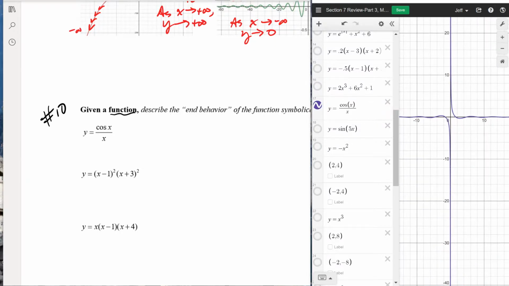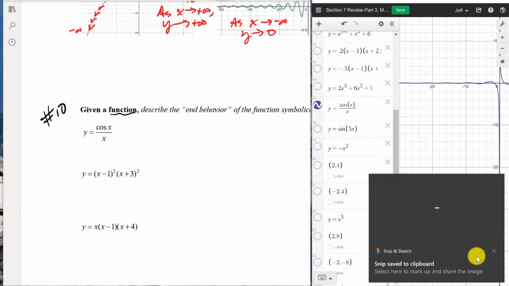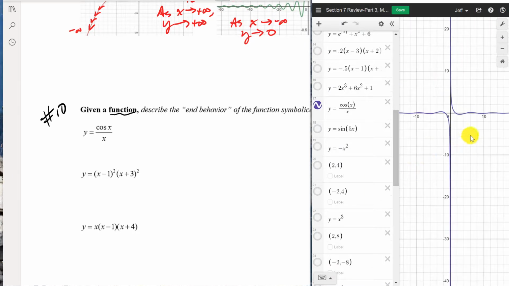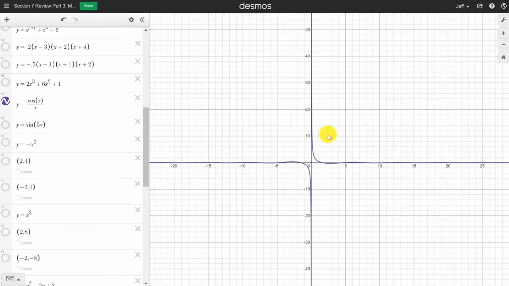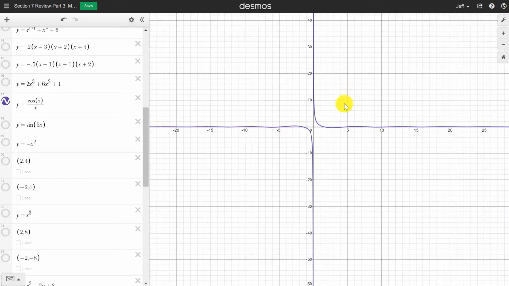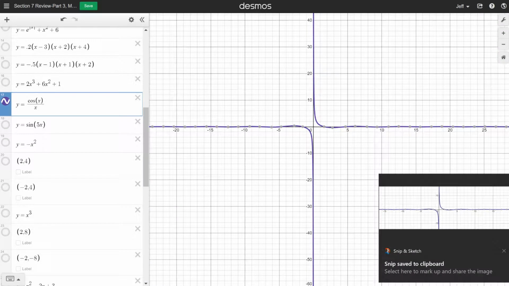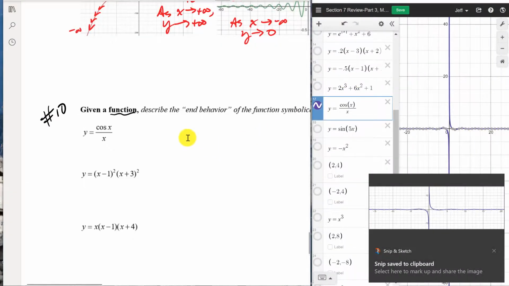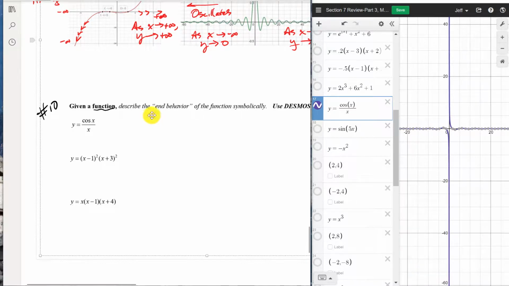Okay, so on this one here, let's screenshot this and let's bring this guy in. Oops, sorry. Let's try that again. Excuse me. Okay, here we go. So let's screenshot this and bring this guy in. You can see how it oscillates above and below the x-axis, which means that y approaches 0 on both sides of the fence. Okay, on both sides.